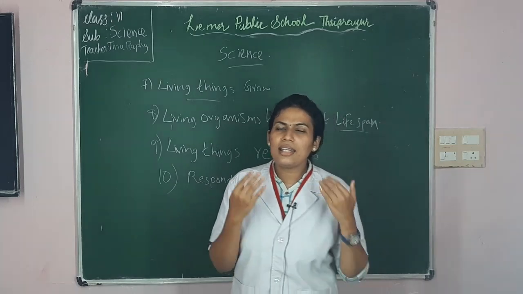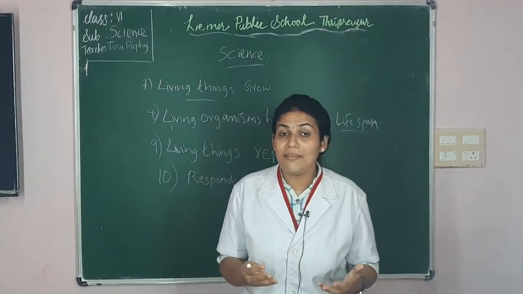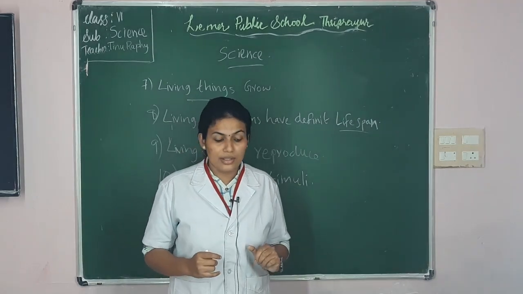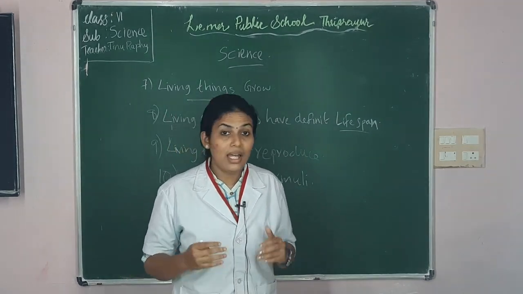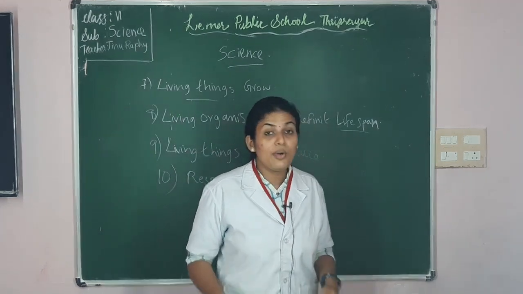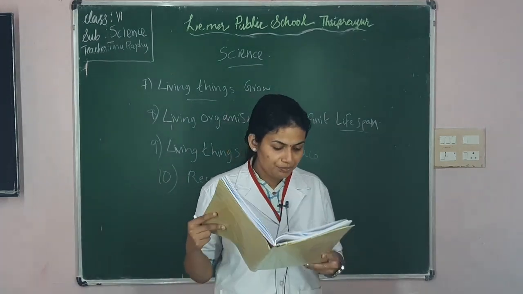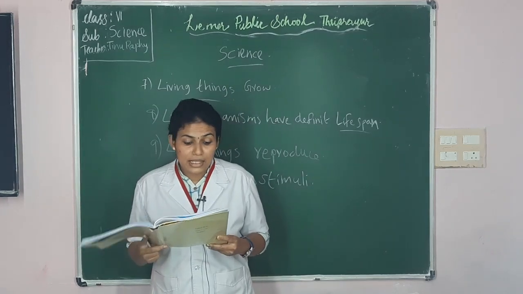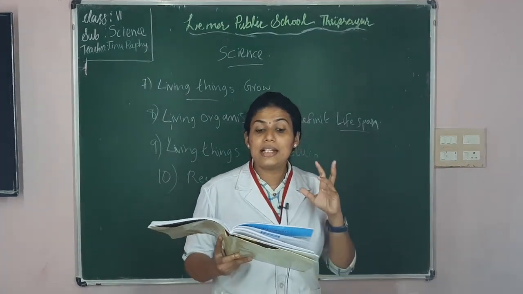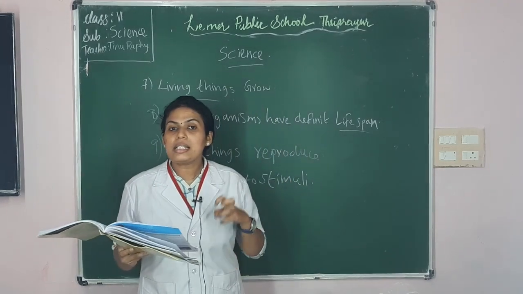So these are the characters of the living organism which make them different from the non-living organisms or abiotic factors. Now in your textbook page number 84, a table is given, table 9.2, which says the difference between living things and non-living things.